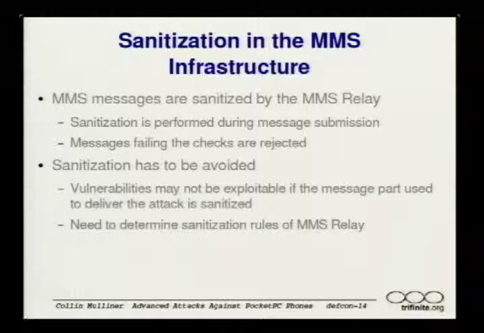So yeah, the infrastructure. Every time we send a message, the infrastructure or the MMS relay is going to look at the message too and say, oh, what's about that header? Oh, that's maybe incorrect, so we're not accepting that for delivery. So in order to actually find the vulnerabilities or exploit them, we need to know what parts of the message we can actually modify to a certain extent before it gets rejected. So that's what we're going to do.